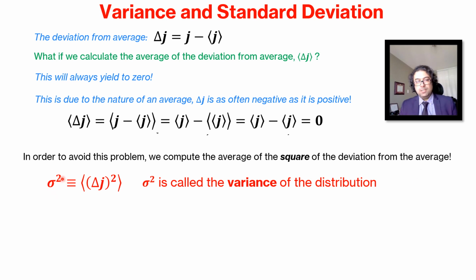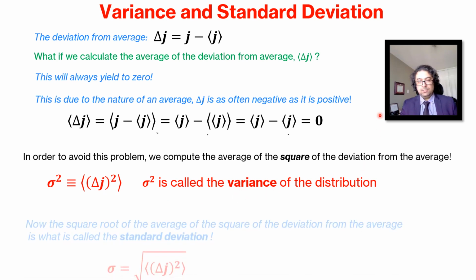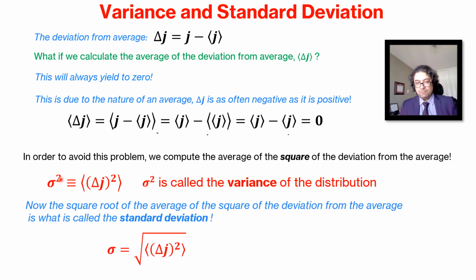So here's the definition. Sigma squared is the average of the square of the deviation from the average. Well, this is a long sentence, right? It's a long definition, so we give it a name. We call it the variance of the distribution. And if I take the square root of the variance, in other words, the square root of the average of the square of the deviation from the average, you see how difficult it sounds, that would be called the standard deviation. And this is the important parameter that we are going to use in order to understand the spread of a probability distribution.